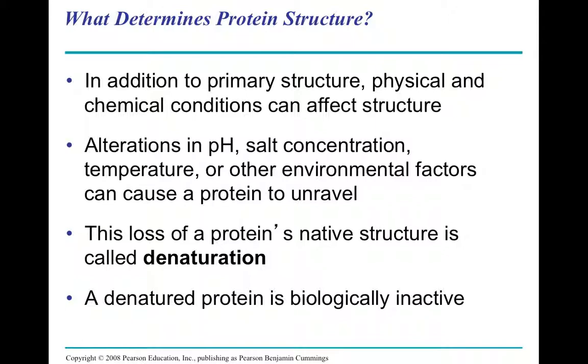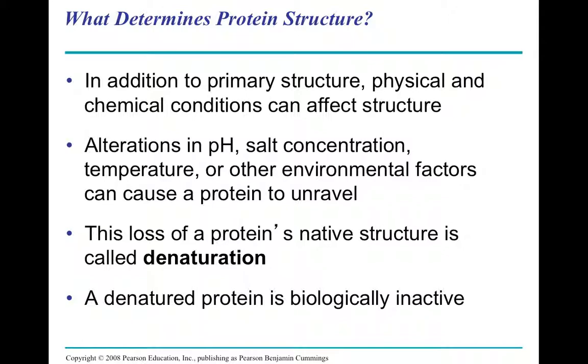Okay, so what determines protein structure? In addition to the primary structure, the physical and the chemical conditions can also affect the structure. So what's going on around the actual protein? Changes in pH, like we talked about previously, salt concentration, temperature, and other environmental factors can cause a protein to unravel. So that's important because the protein will fold in on itself because of the way it's responding to the environment. So if you change the environment, it'll change the way the protein is going to fold.